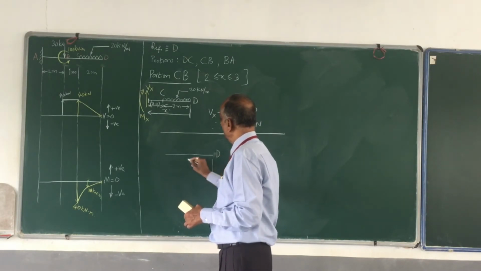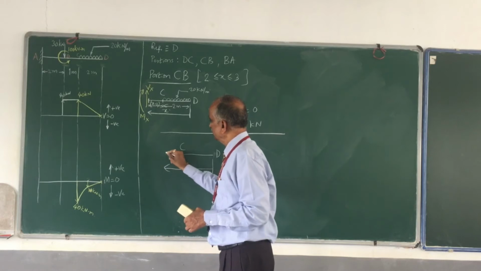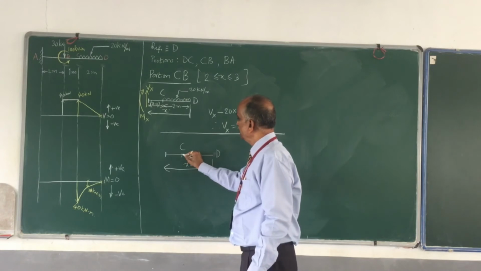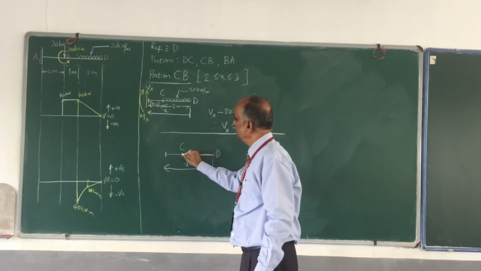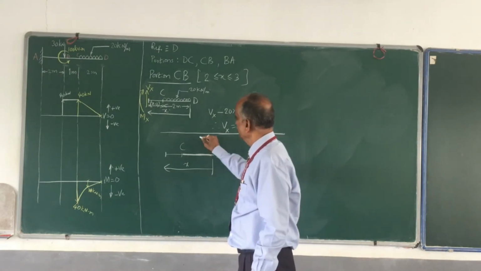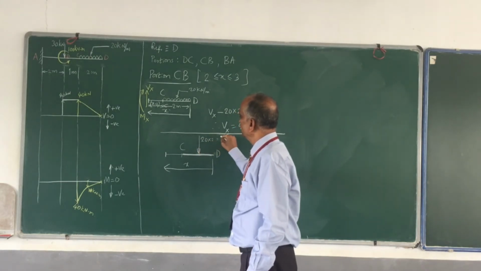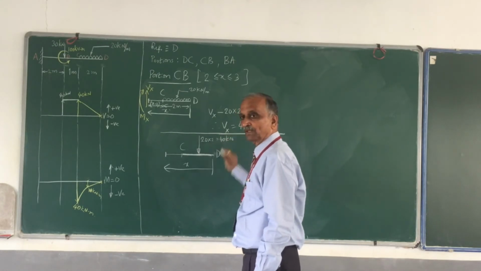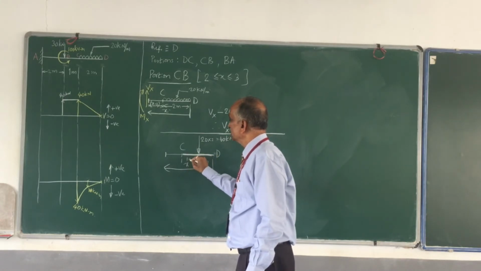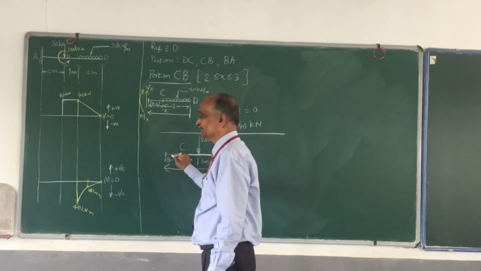Say this is D and say this is C, and this is where I am taking the section. So between C and D I have the UDL. I want to replace that UDL by a point load. So how much is the point load? That is equal to 20 into 2, that is 40 kilonewton. I know that this distance is 1 meter, and this also is 1 meter, and this is x minus 2 meters.